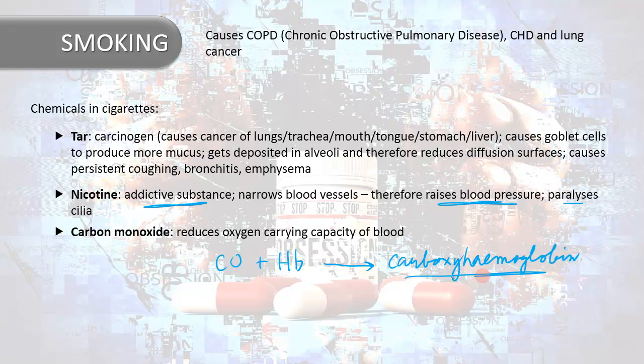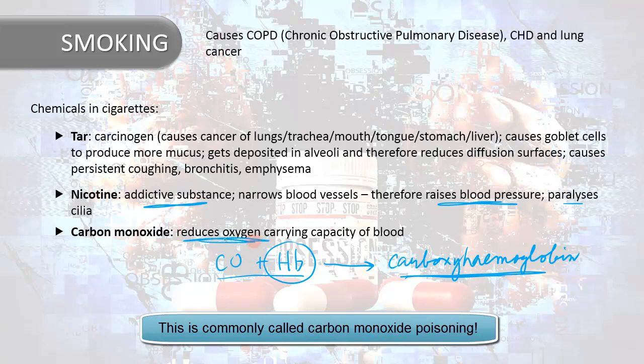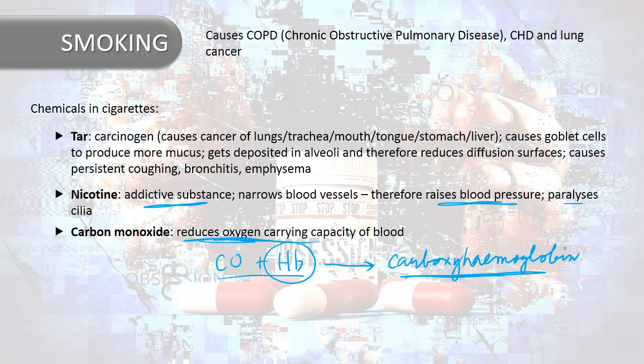Now, this is such a stable compound that this hemoglobin, which should have actually been carrying oxygen, ends up bonding with carbon monoxide because it has a fantastic affinity for it, and therefore there is no more hemoglobin free to carry any oxygen. And therefore it reduces the oxygen carrying capacity of blood. This is almost like inhaling the exhaust fumes that come out of vehicles, which is basically carbon monoxide itself. If you're getting the point, there are several chemicals in cigarettes, but these three are enough to give you an idea that smoking is really a bad idea.